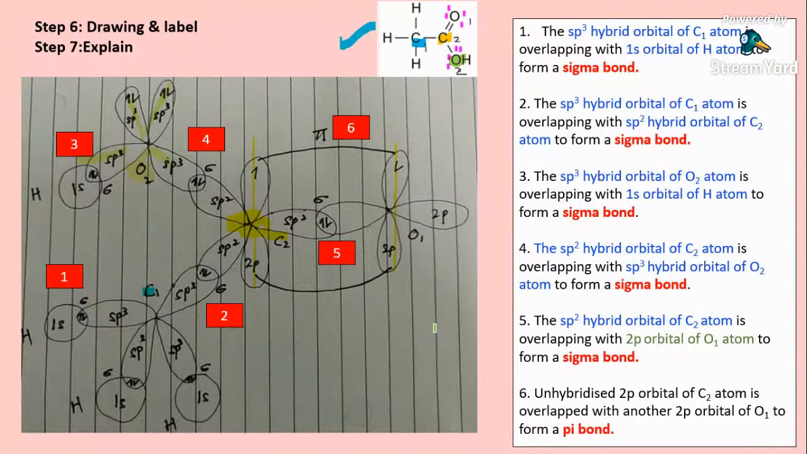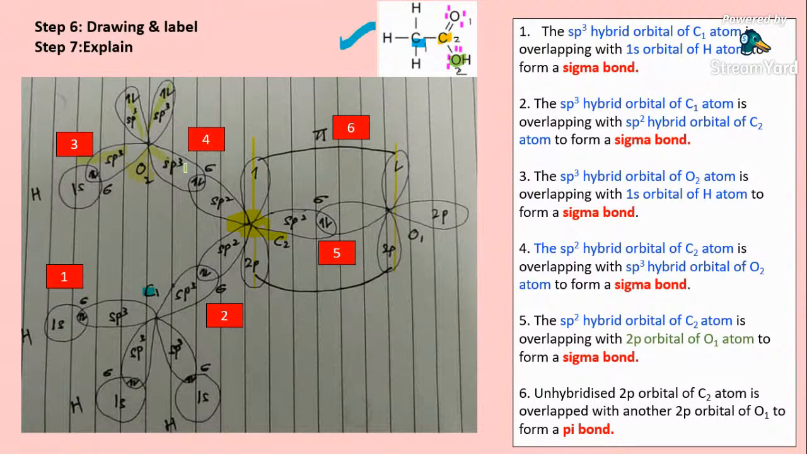Okay, now we check for the explanation. This is almost last already. So 1 is the explanation: sp3 hybrid orbital for carbon atom is overlapped with the 1s orbital of hydrogen atom to form sigma bond. Number 2: sp3 hybrid orbital of C1 atom is overlapped with the sp2 hybrid orbital of C2 atom to form sigma bond. And then number 3: the sp3 hybrid orbital of O2 atom is overlapped with the 1s orbital of hydrogen atom.